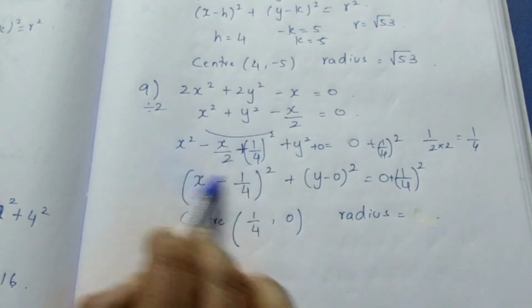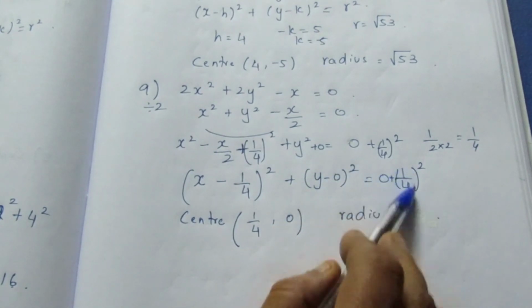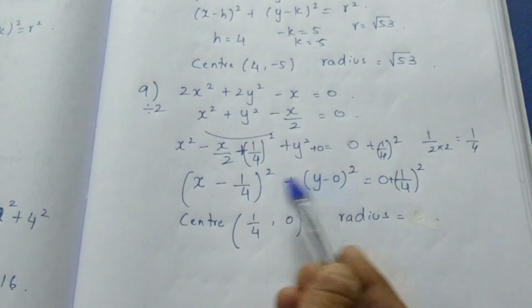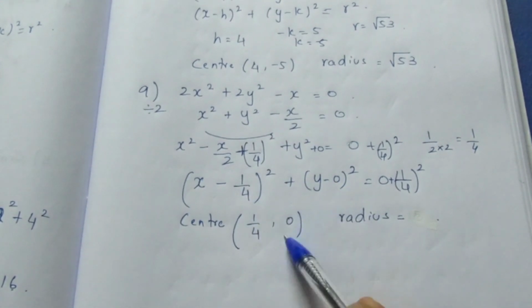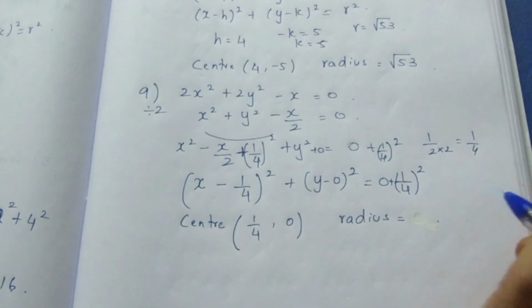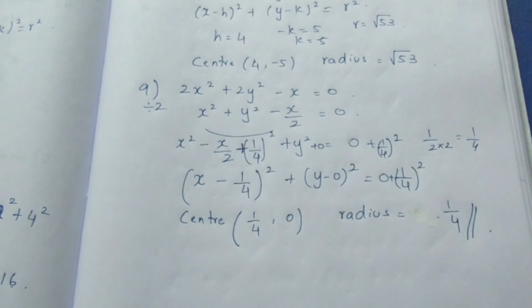If you have any doubt, just solve and check. Plus here it becomes (y minus 0) the whole square equals (1 by 4) the whole square. Your center will be h comma k, which is 1 by 4 comma 0, and the radius: here r square is (1 by 4) the whole square, and r will become 1 by 4. The radius will become 1 by 4, and your center is 1 by 4 comma 0, is the answer for the 9th sum. That's all with the sum. Thank you.